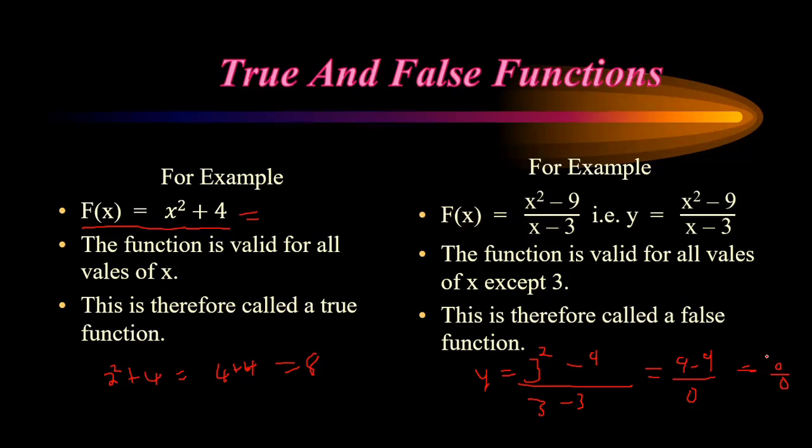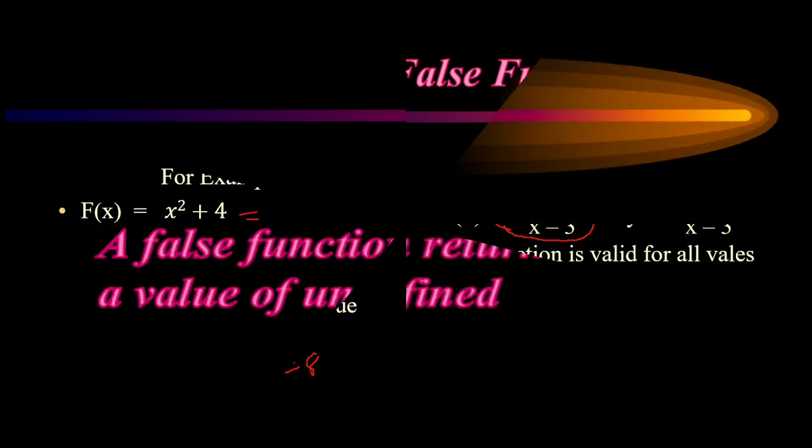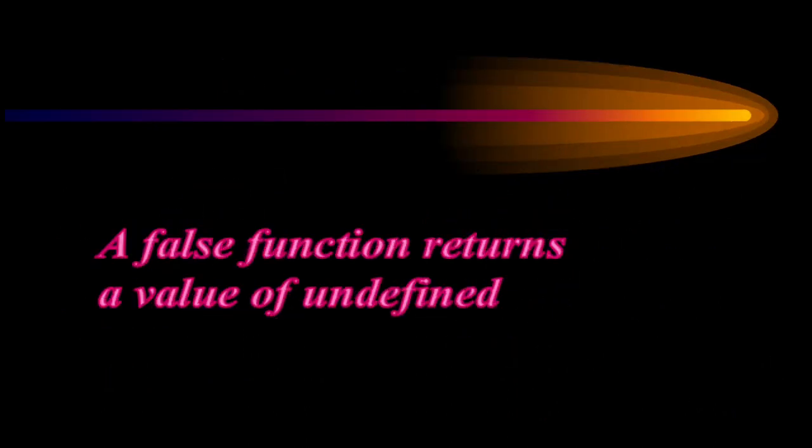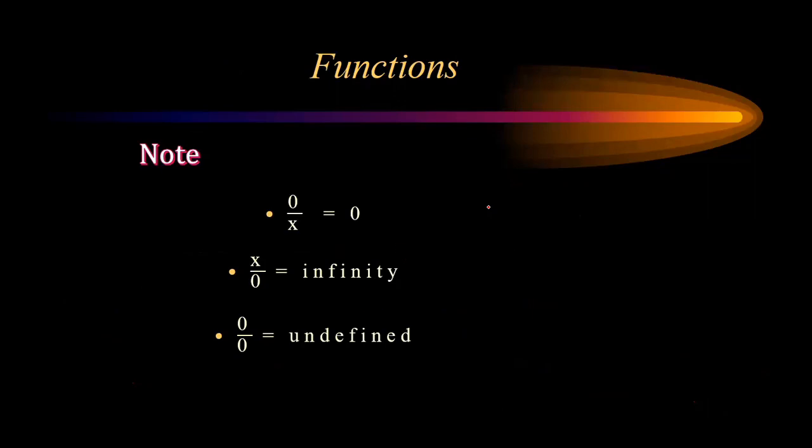So 0 divided by 0 gives a value called undefined. Because this gives a value called undefined, you can say this function is a false function because though it exists for all other values of x, there is a value, 3, for which this function does not exist. Do we understand? Wonderful.